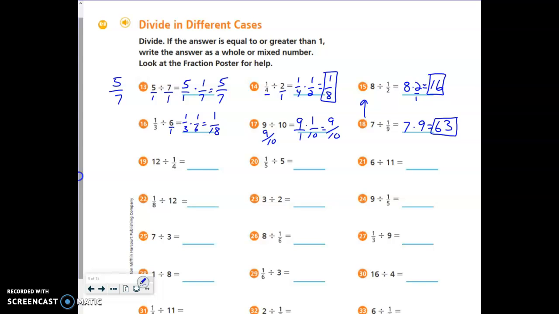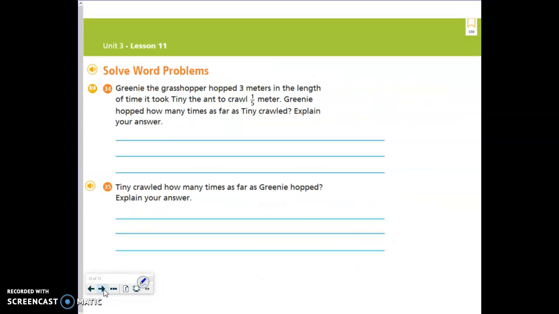All right, I'm going to jump a page ahead here and start looking at question 34 here, and try to wrap our minds around how we are going to set this problem up and what we are actually looking for in an answer. So it says, Greenie the grasshopper hopped 3 meters in the length of time it took Tiny the ant to crawl 1/5 of a meter. Greenie hopped about how many times as far as Tiny crawled?